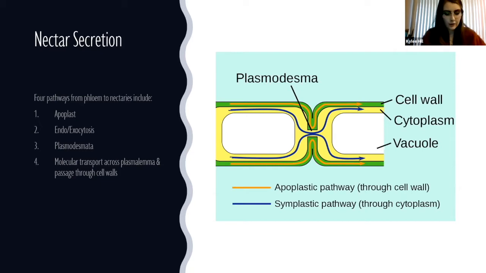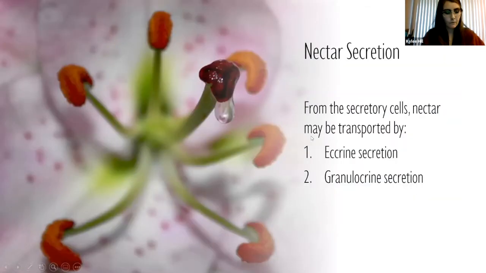It was found, though, that the transport of pre-nectar primarily occurs through the symplastic pathway, which is demonstrated with this blue here. That makes the plasmodesmata especially important in its transport. And so nectar, once inside of the secretory cells of the nectaries, can be secreted in two ways. It can either be through eccrine secretion, which involves active transport, so it requires energy, as opposed to passive diffusion. Or it could be through granulocrine secretion, where the membranes of the vesicles fuse with the plant's plasmalemma and allow them to pass through.